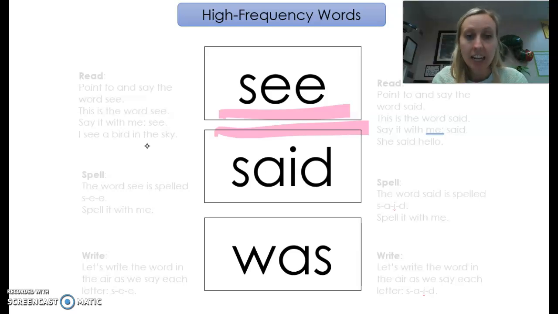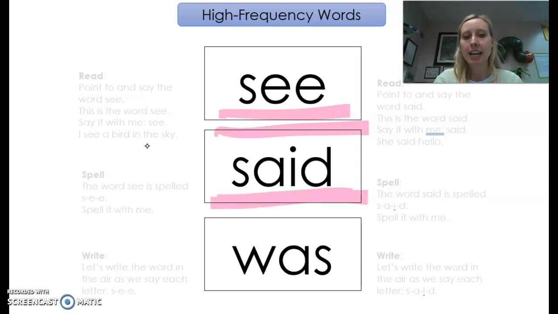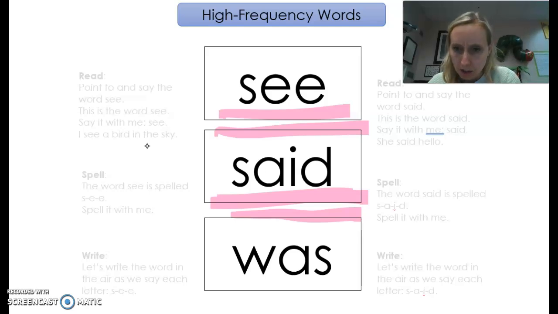And the sentence is, I see a bird in the sky. Now this one's very tricky. This is the word said. Say it with me. Said. She said hello. The word said is spelled S-A-I-D. Spell it with me. S-A-I-D. Let's write it in the air. S-A-I-D. Now said is tricky because you can't sound it out. S-A-I-D. Nope, you just have to know it's said.